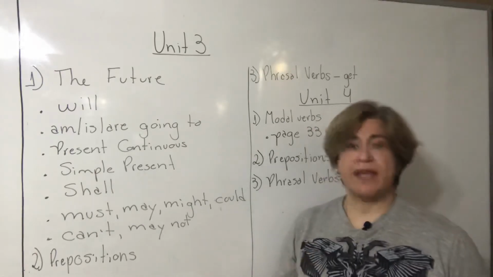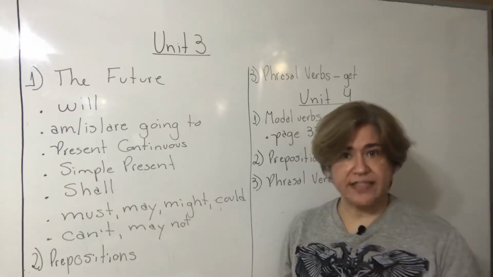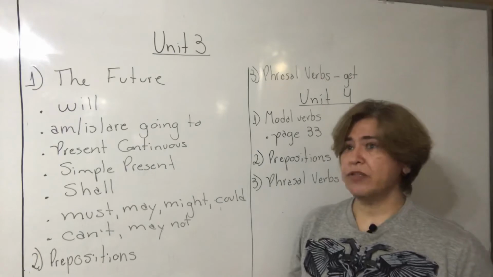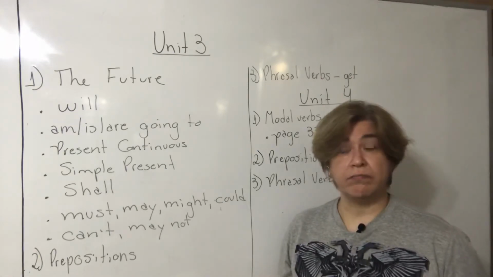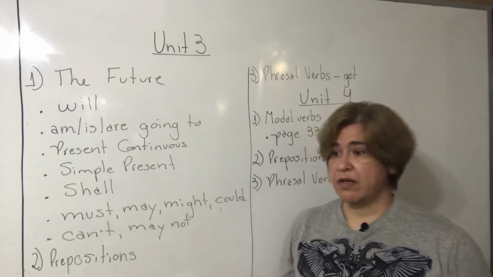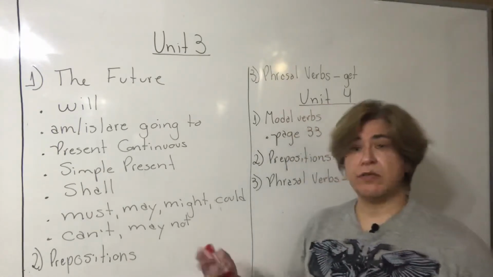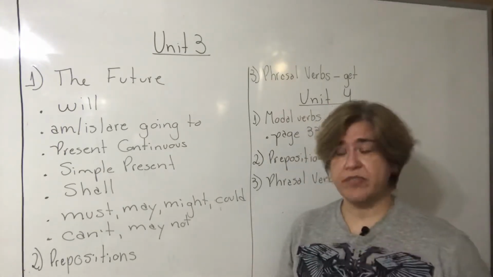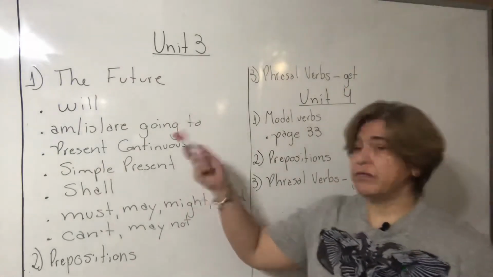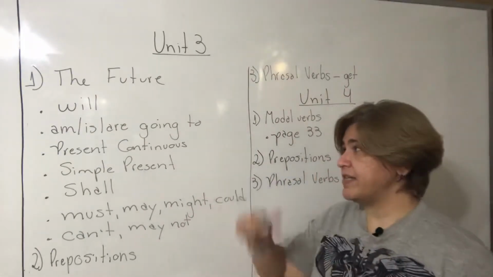So will is the best auxiliary to indicate this future. I don't know, I will be a millionaire. I don't know, maybe I think I will be living here in Brazil. So remember, these are the basic uses of will.